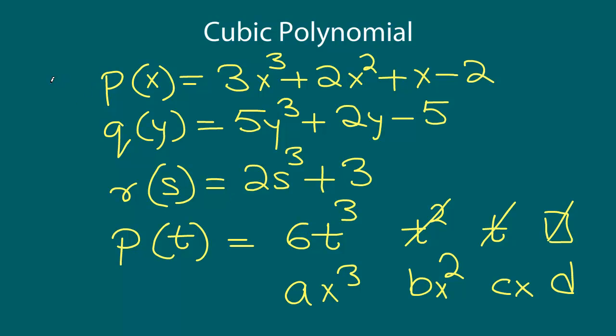So these are all examples of cubic polynomials, and we have seen why a, b, c, d are all constant terms, and a should never be equal to 0. b, c, and d can be 0, but a, which is the coefficient of the x cubed term, should never be 0.